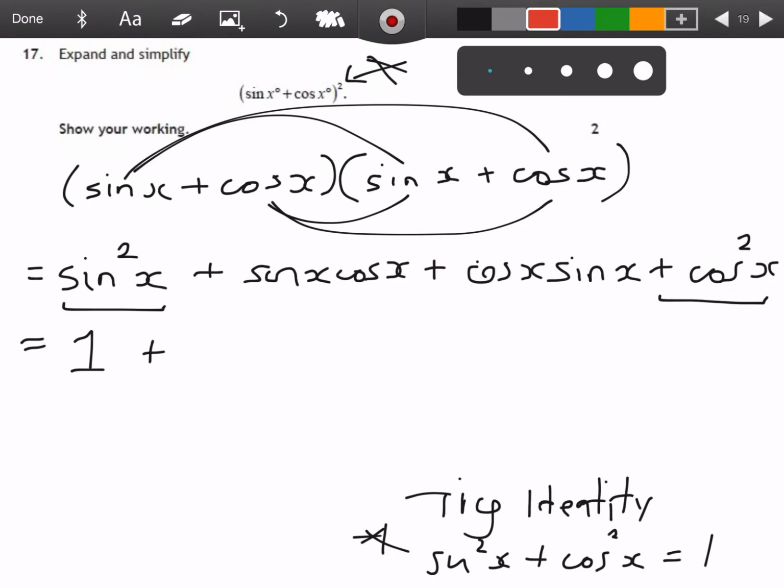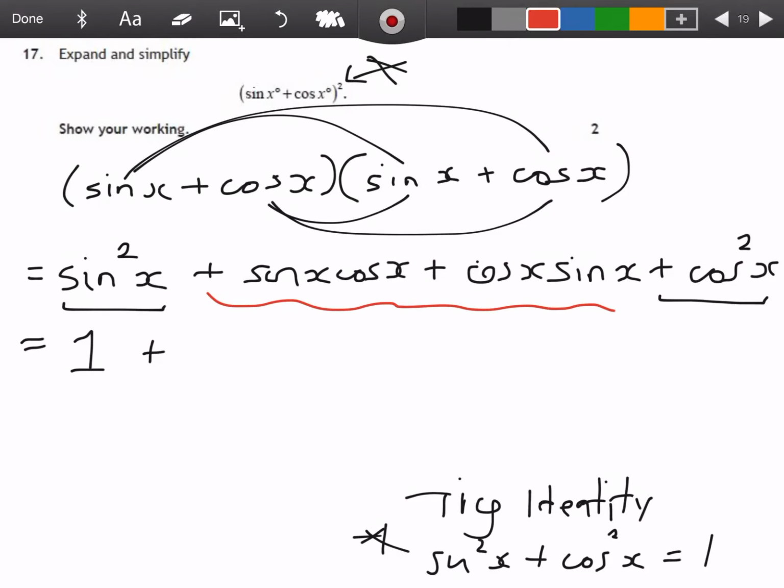Plus, and these two here I mentioned already, sine cos or cos sine, they are both identical. They're not cancelling out, it's not one subtract the other. You just get two of the same terms. So we'll say plus 2 sine x cos x. It's like x plus x, you've actually got two of them. And that's it finished.